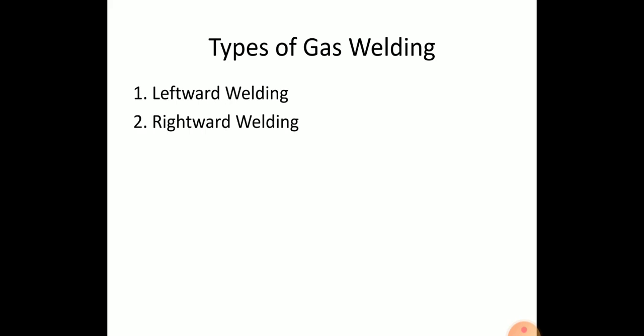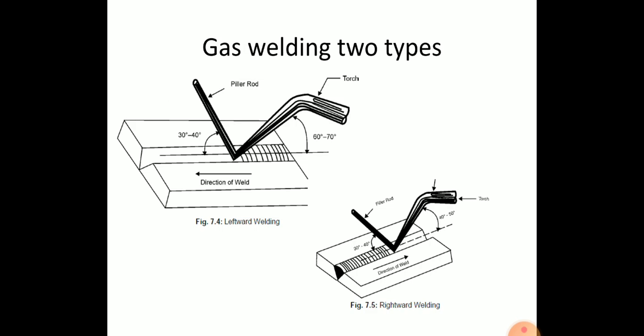Then the types of welding. Types of gas welding technique. There are two types of technique. The first one is the leftward welding technique and the second one is the rightward welding technique. They are also called the forehand welding method and backhand welding method. See in the figure, the first one is leftward welding and then the rightward welding process.